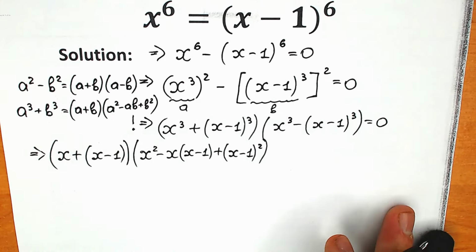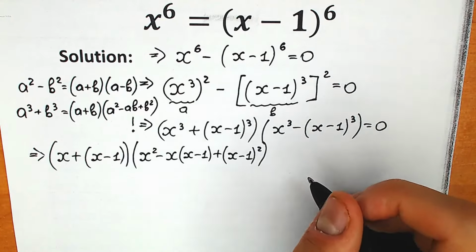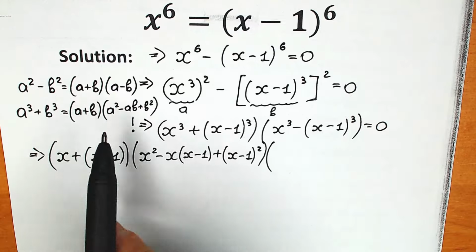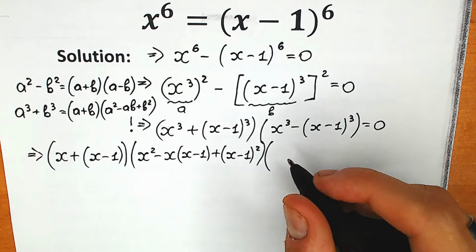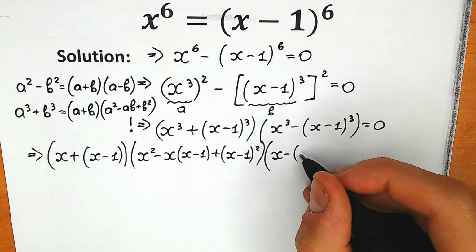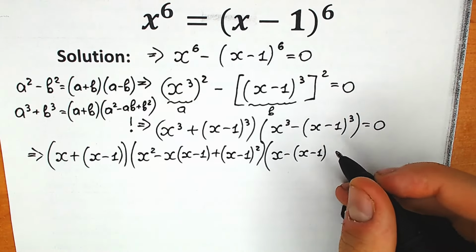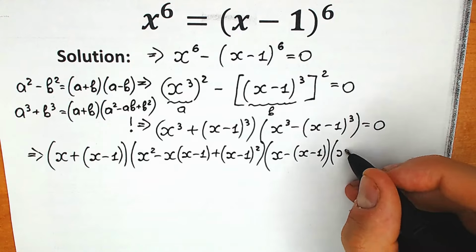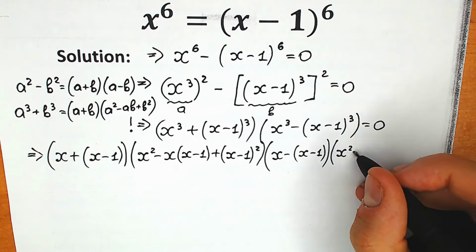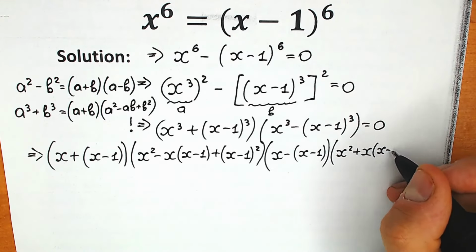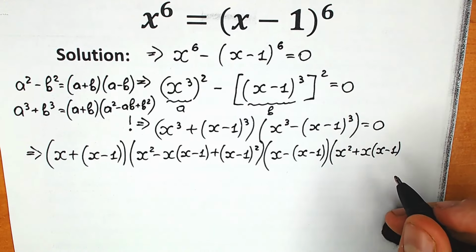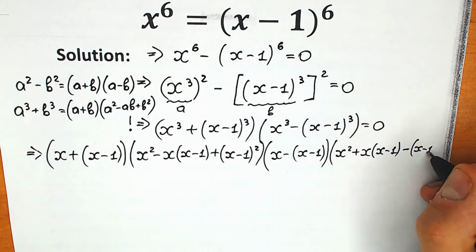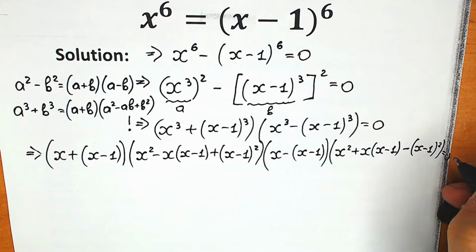Right now let's do the same thing with the second part. We will have absolutely the same signs, but negative here, positive here. So I really hope you understand it. So we have (x minus x minus 1), and the second parenthesis, x square plus x times (x minus 1), and the last step, minus (x minus 1) square, and equal to 0.